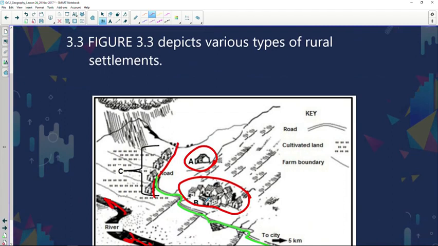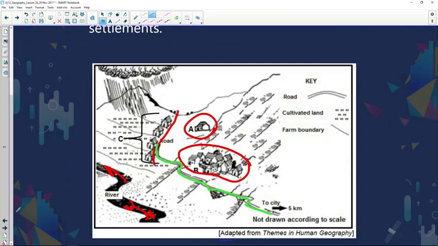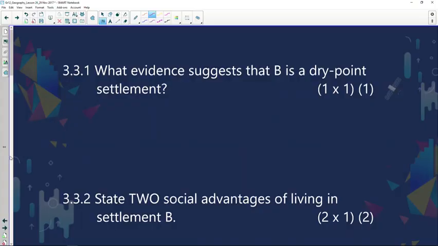Now, what is a dry point settlement? It's usually on a high-lying area because when the river is in flood, they do not live in the floodplain. So as you can see, they live quite far away from the river, and that's the reason, because they want to stay dry. That's why we refer to it as a dry point settlement. So the correct answer over there: it's situated on a mountain slope. As you can see, it's quite far away from the river, an upper slope, far from the water source.